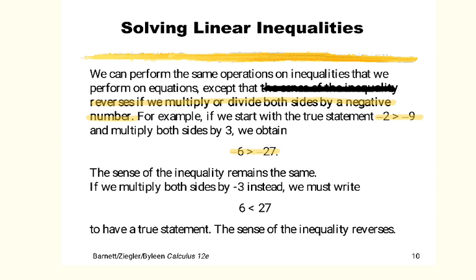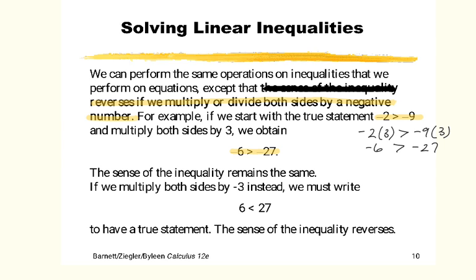Okay, so let's look at that. We have -2 times 3 greater than -9 times 3. Notice that we've maintained the inequality because we multiplied by 3 on both sides. We'll get -6 is greater than -27. Here the sense of the inequality remains the same, so in this case we multiply by a positive value.